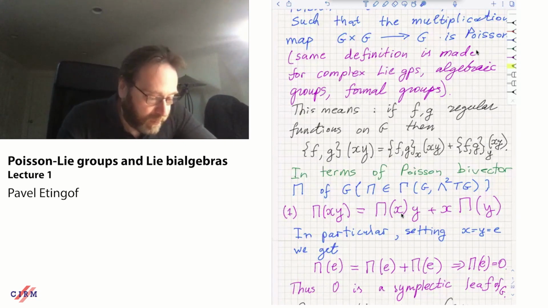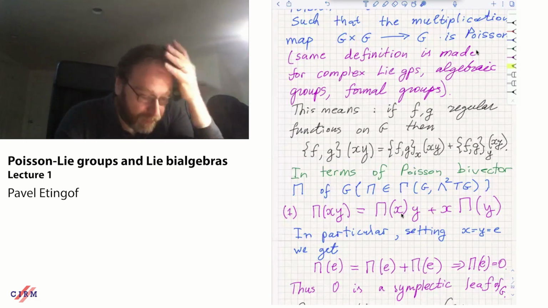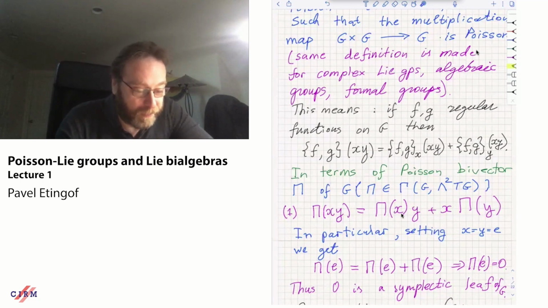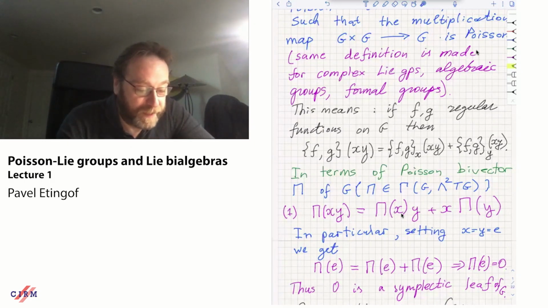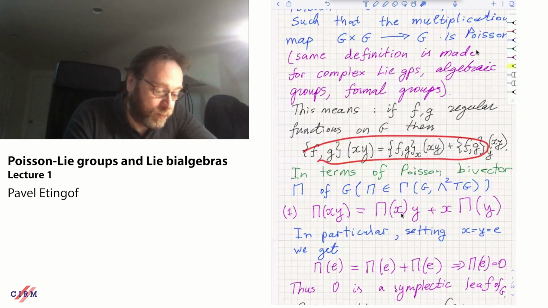And what does it mean? So pi of x is an element of the fiber of wedge 2 of the tangent space at x, and multiplication by y means that we are right translating it by y, so it gets translated to the point x times y. And similarly, pi of y is an element of the fiber of wedge 2 of the tangent space to G at y, and we are left translating it by x. So it is easy to check that this equation can be rewritten in terms of the Poisson bivector in this way.